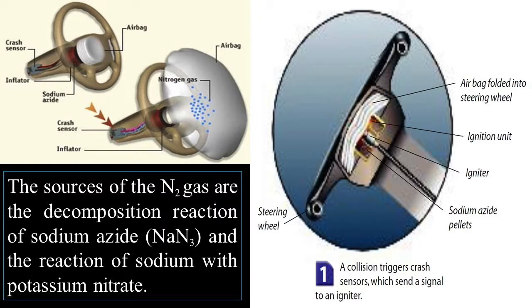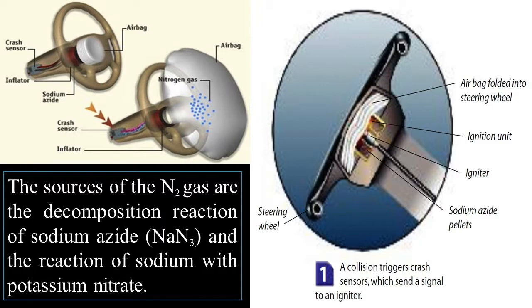So here we have a variety of things you can look at, where the airbag is coming out of, and the ignition unit, the igniter. Let me change the timings and let's spend some time on this diagram. Okay, you have the crash sensor in the steering column. You have the inflator. You have the airbag. The sodium azide is there underneath the steering wheel. Again, there's another shot of the crash sensor. You have the nitrogen gas being produced, the airbag, the inflator, the steering wheel.